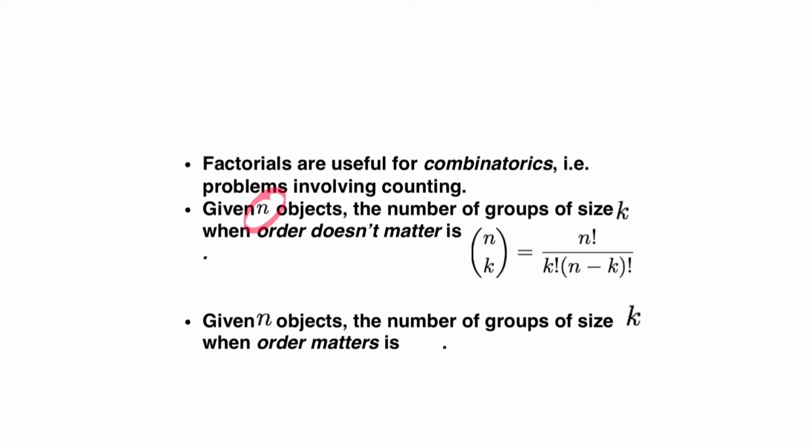So I'm going to be given n objects, and I want to understand how many groups of size k there are. The only question is, in my groups of size k, does order matter or does it not? So here is when order doesn't matter, and here is when order matters. In the case of order not mattering, the number of groups of size k that I can find from a group of size n is given precisely by this binomial coefficient.